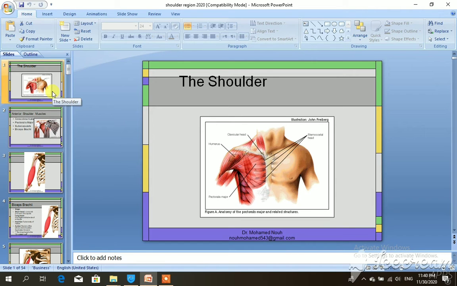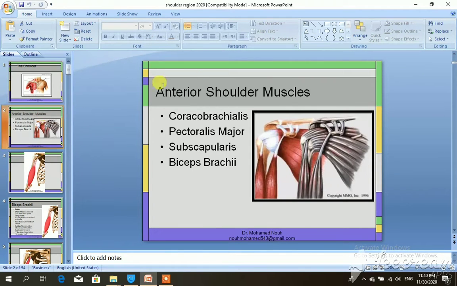This is my English version of my lecture for non-Arabic speakers and for Polish speakers about the shoulder. The anterior shoulder muscles are coracobrachialis, pectoralis major, subscapularis, and biceps brachii.